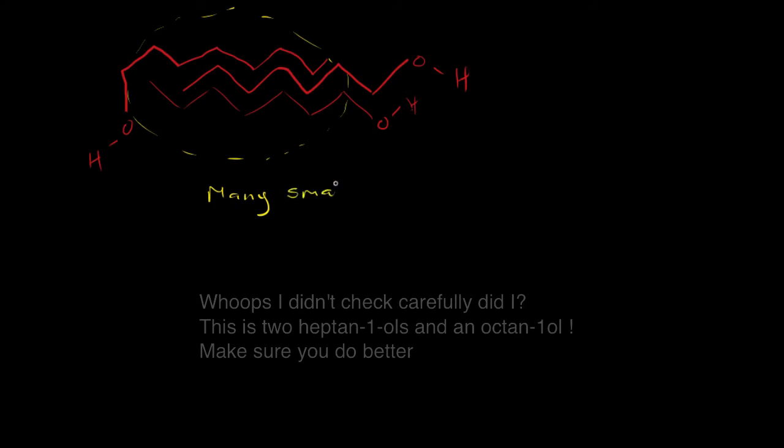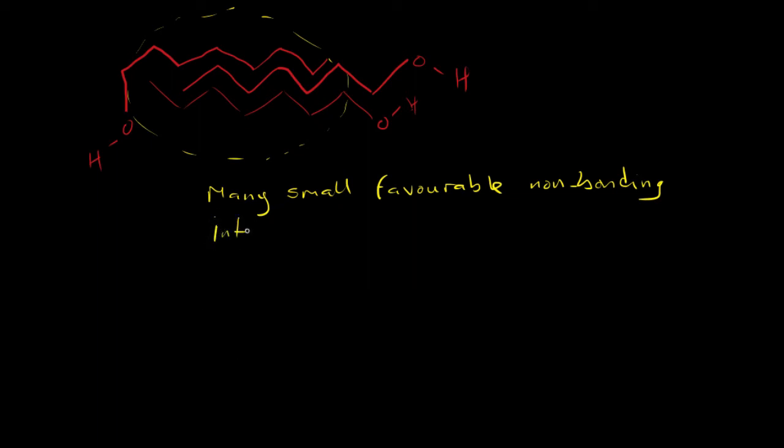Notice that the hydrogen bonding situation in between octanol and methanol wouldn't change particularly much, but certainly the length of the alkyl chain, which causes octanol to be higher boiling, does change. So what you have in these chains is many small favourable non-bonding interactions. They come about because of van der Waals interactions.